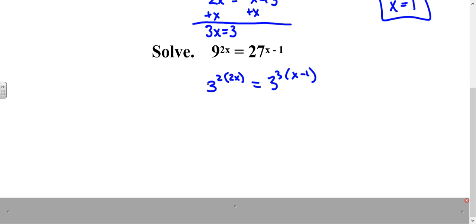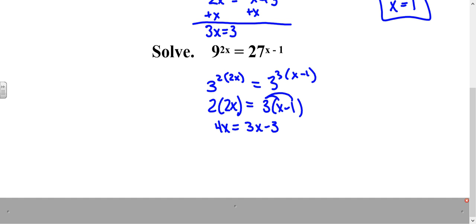Because these are both the same base, the exponents have to be equal to each other. So I get 2 times 2x is equal to 3 times x minus 1. So 2 times 2x would be 4x. And if I distribute this side, I would get 3x minus 3. So I would subtract 3x to get x by itself. So I get x equals negative 3 as my answer.